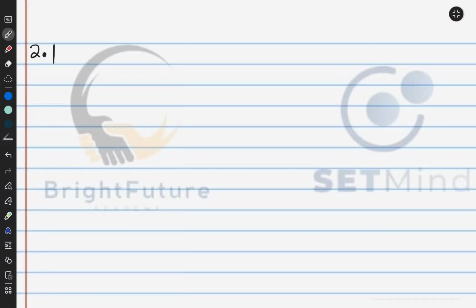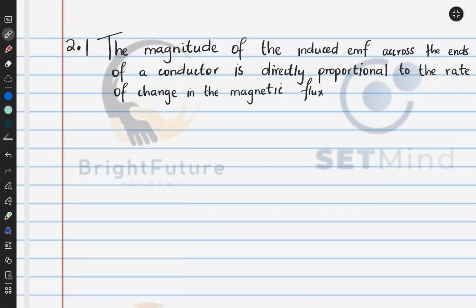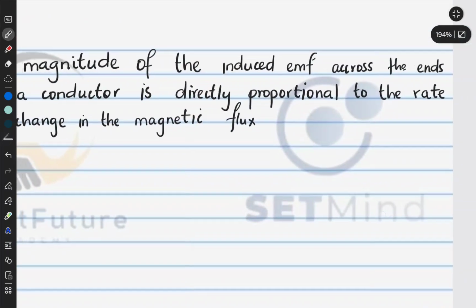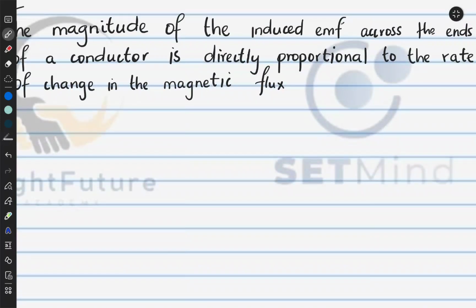So what happens is, before an exam, you must always make sure you know all your laws and your definitions, because they count a significant portion of your exam. Okay, so this is how we state the law.